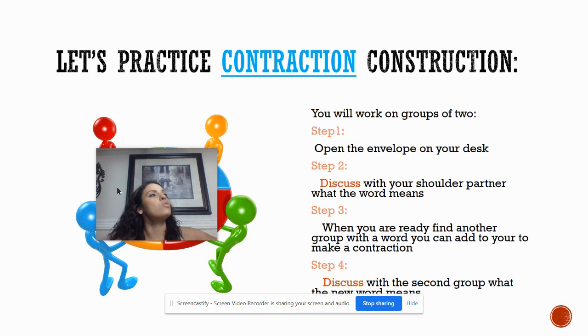What do they mean? What does the word can mean and what does the word not mean? I know that seems simple, but it's going to be important when you create your contraction. So I want you guys to look at the words can and not. What do they look like? In your group, you're going to discuss.